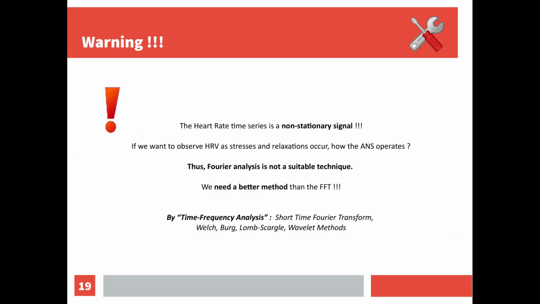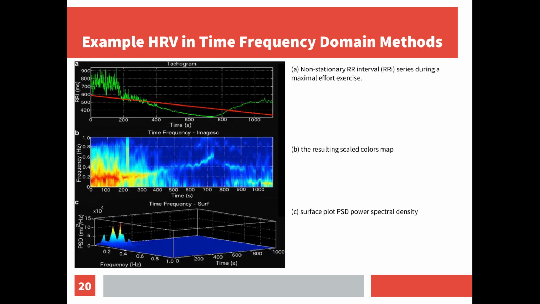The heart rate time series is non-stationary, making Fourier analysis unsuitable for observing heart rate variability during stress and relaxation. Instead, time-frequency analysis methods like short-time Fourier transform, Welch, Burg, Lomb-Scargle, and Wavelet are more effective for understanding autonomic nervous system operations. Analyzing heart rate variability during maximal effort exercise involves examining non-stationary RR interval series.